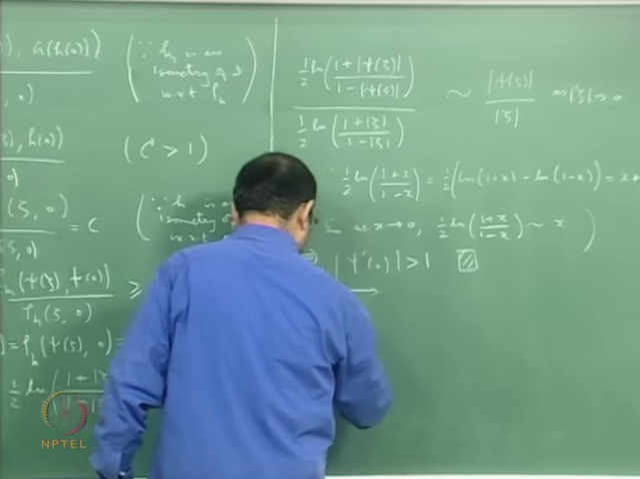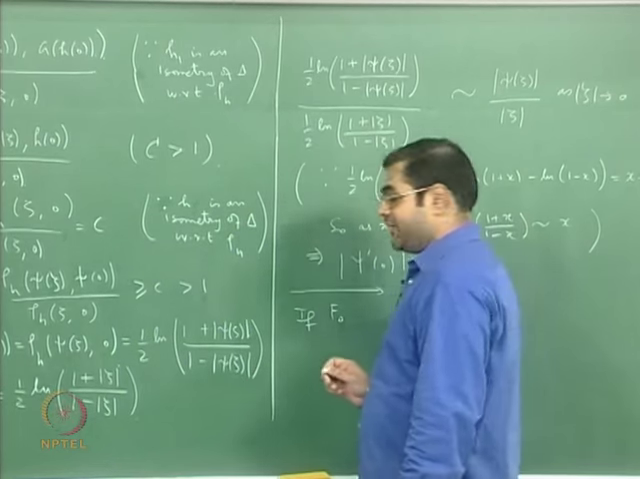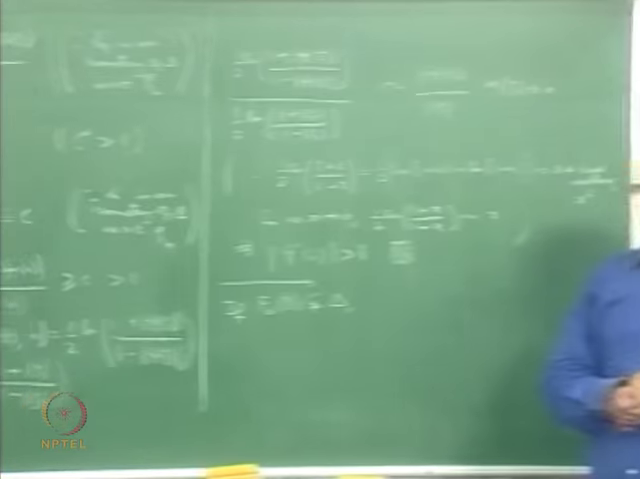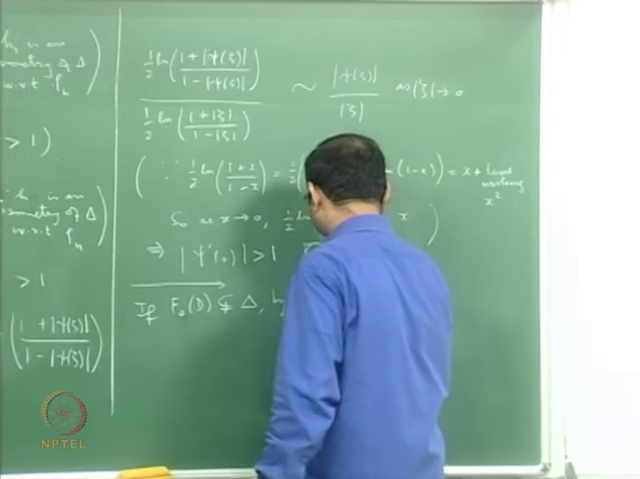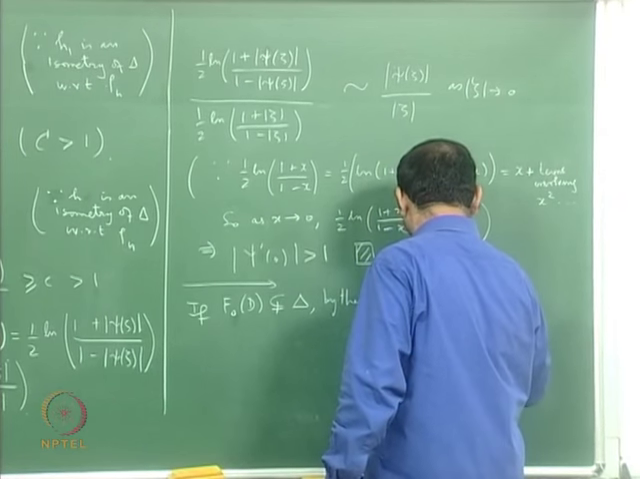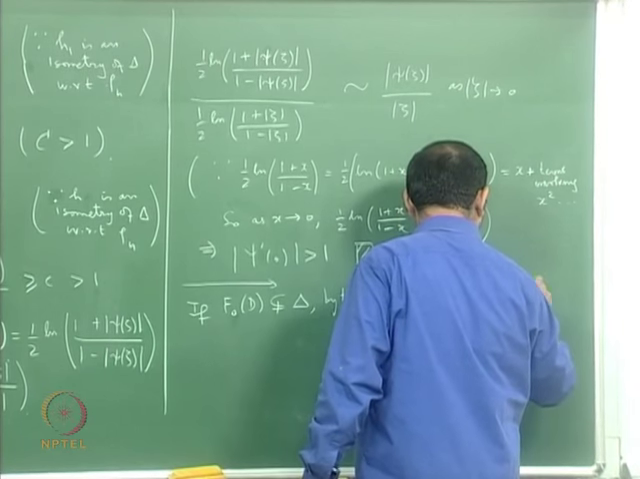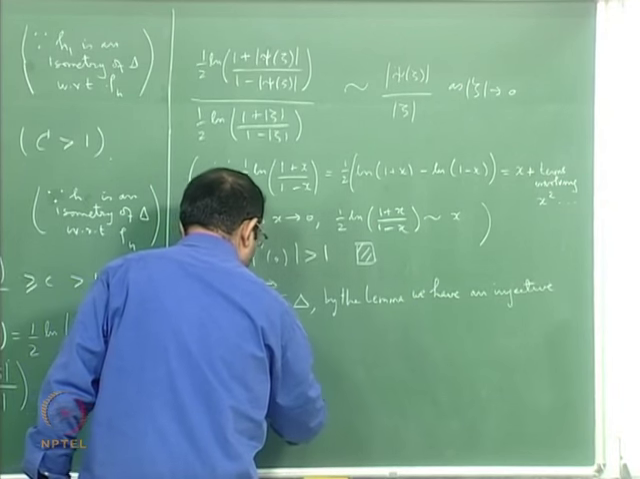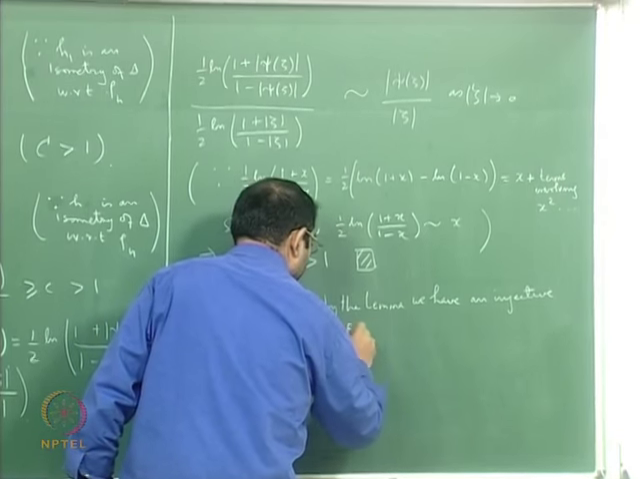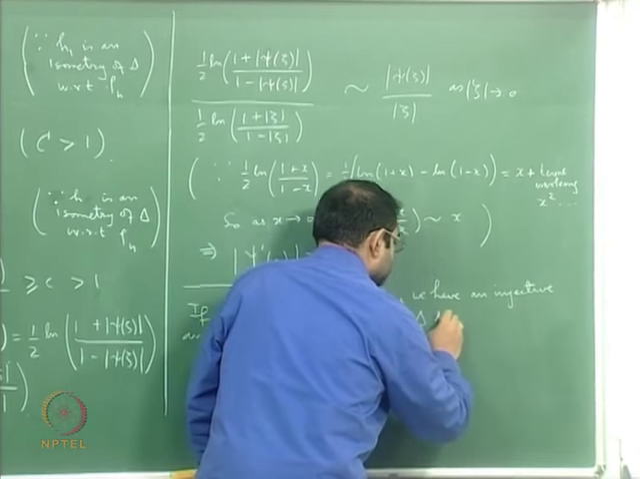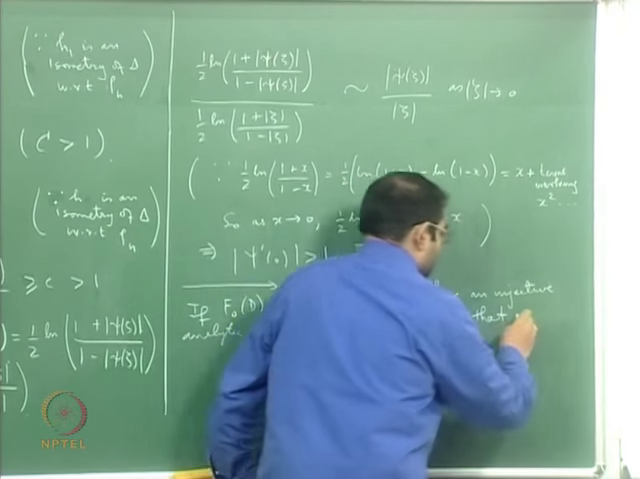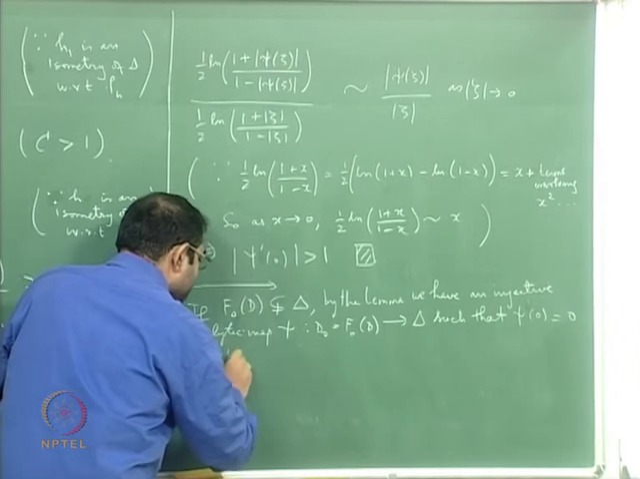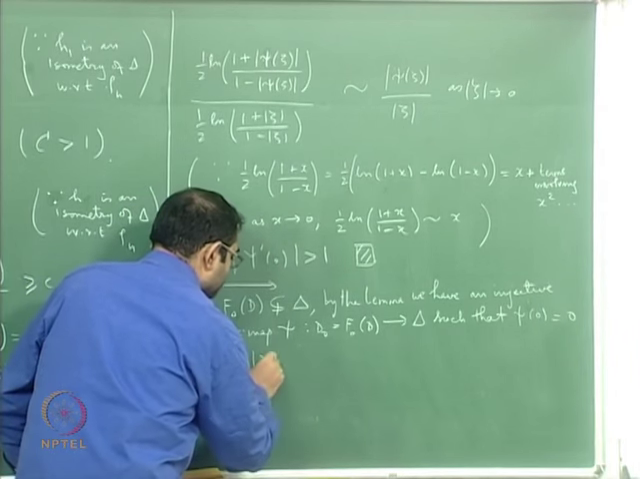Now the proof is just one line. If f naught of D is properly contained in delta, by the lemma we have an injective analytic map psi from D naught, which is f naught of D, to delta, such that psi of 0 is 0 and the modulus of psi dash of 0 is greater than 1.